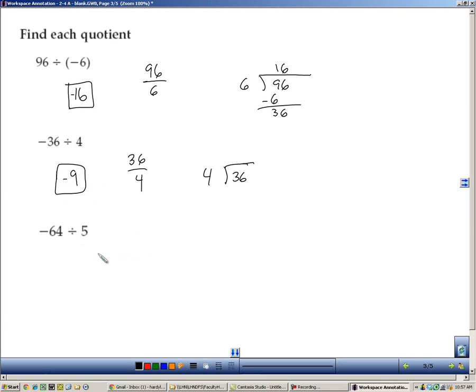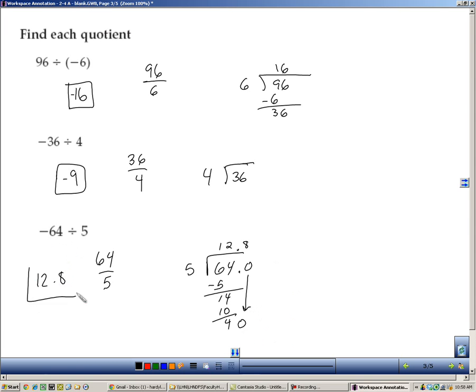And the next one, how many times does 5 go into 64? Long division again. 5 into 6 is once. Subtract, bring down the 4. 5 goes into 14 twice. So that's going to give me a remainder of 4. So now I've got to add a decimal and bring down a 0. 5 goes into 40 8 times with no remainder. So the answer here is 12.8. Since there's one negative, the answer will be a negative 12.8.